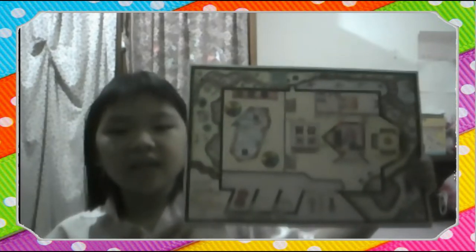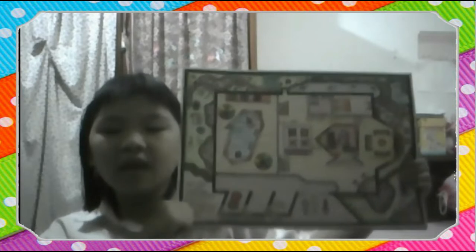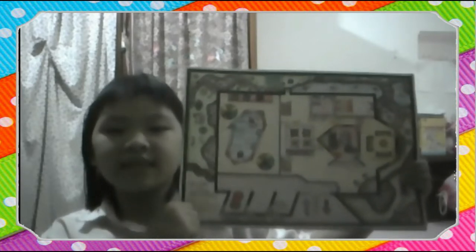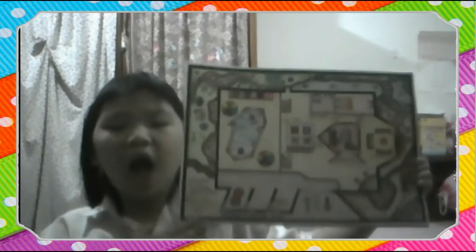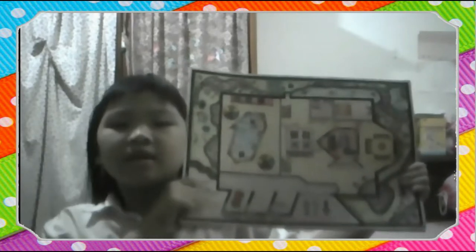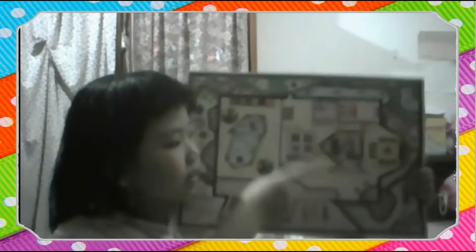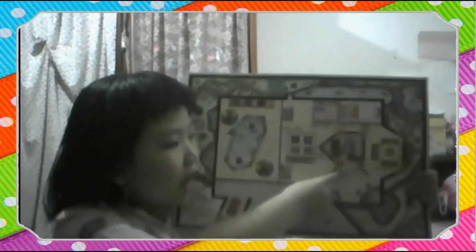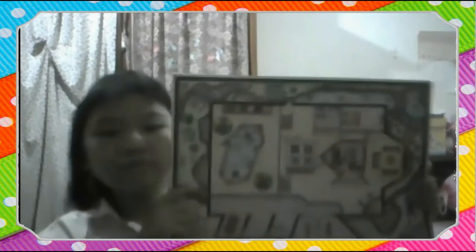Today, I am going to present about designing a spectacular hotel. I chose the title of designing a spectacular hotel because the hotel building is unique and interesting. In my hotel, I will make 6 rooms. They are a single bedroom, a double bedroom, restaurants, a playground, a swimming pool, and the lounge.